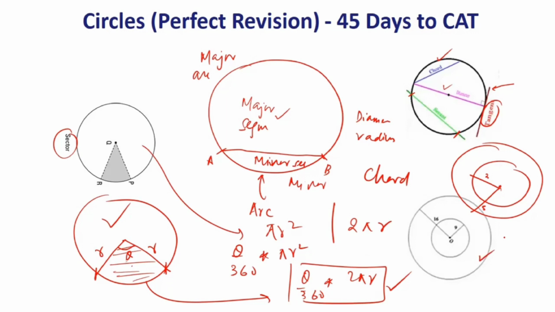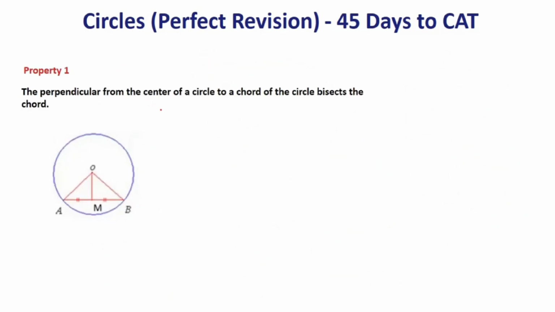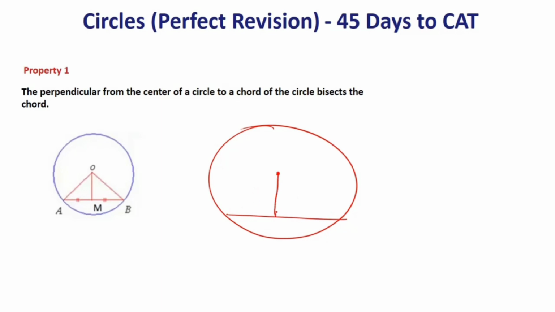Now let's head straight into the key properties of circles. The first property says that the perpendicular from the center to the chord bisects the chord. So let's say you have a chord here and from the center you draw a perpendicular, then this line will bisect this chord. So AB will be divided into 2 equal halves. And the vice versa is also true. What does it mean? If I have a line here from the center to this chord such that it bisects the chord, then it is also perpendicular to the chord.